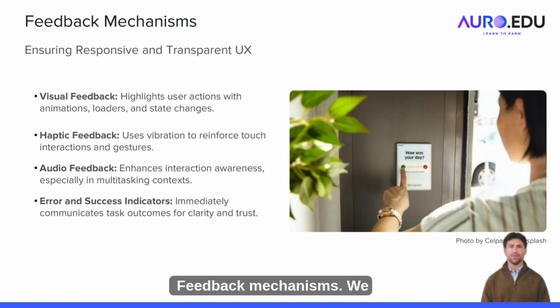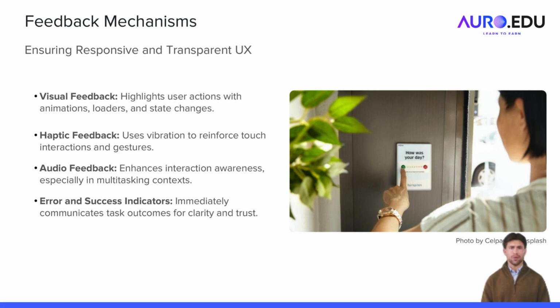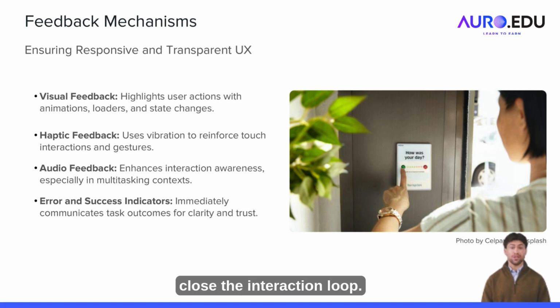Feedback mechanisms. Users need confirmation that their actions have meaning. Visual feedback includes button presses or loaders. Haptic feedback vibrates for confirmation. Audio cues help in multitasking scenarios, and clear messages for success or failure close the interaction loop.